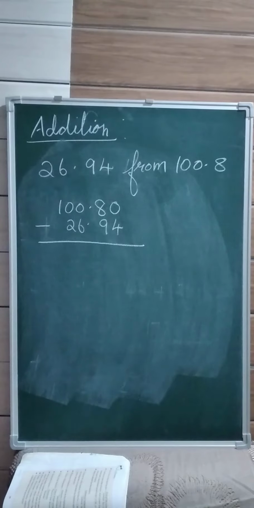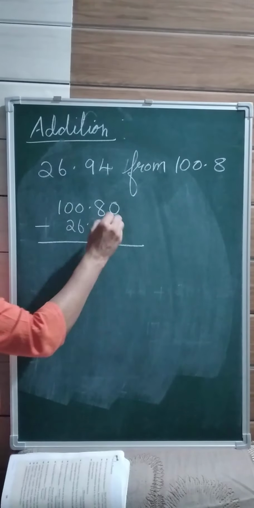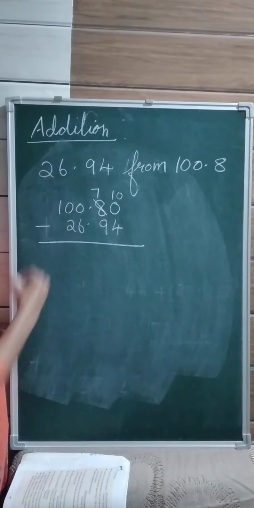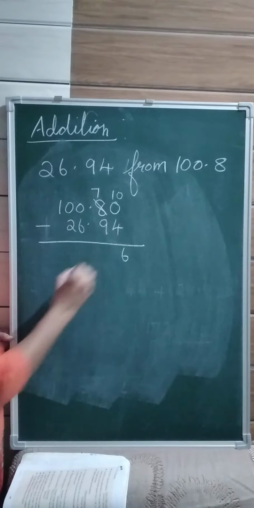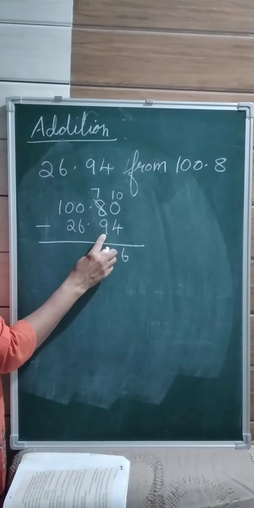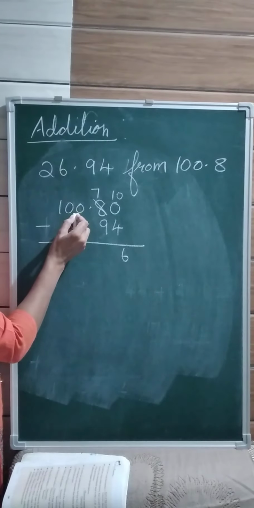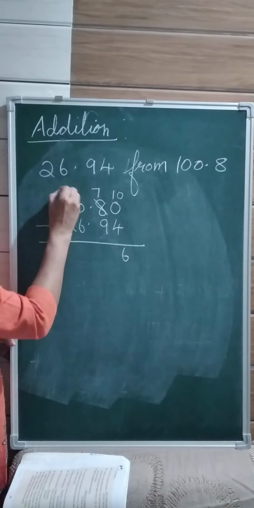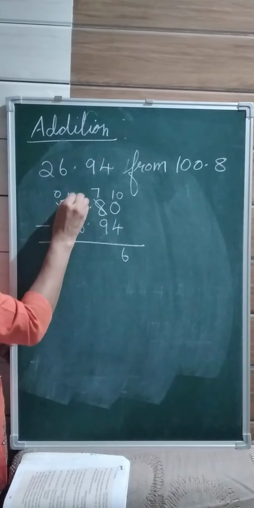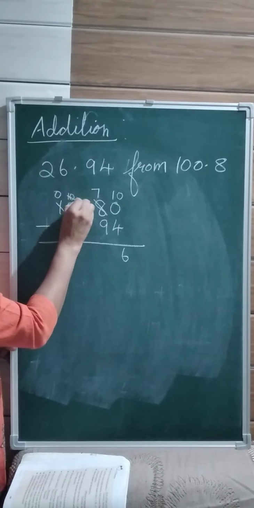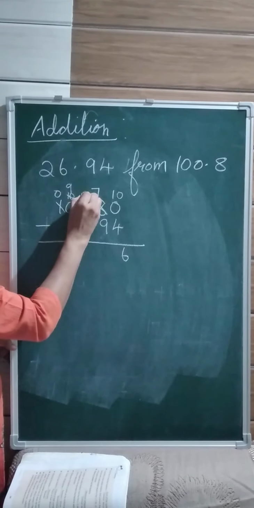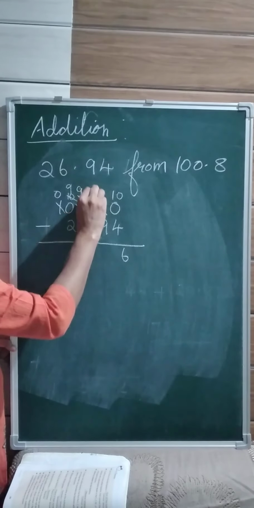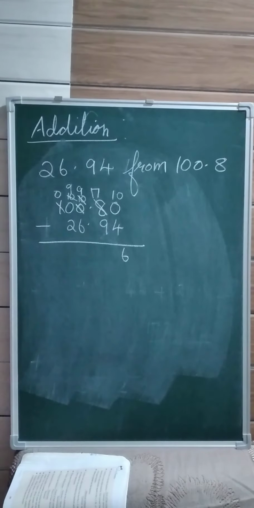Now start the subtraction. 0 minus 4 is not possible, so you can borrow from 8. So 8 becomes 7. 0 becomes 10. 10 minus 4 is 6. Again 7 minus 9 is not possible, so you can borrow from here, but here is nothing. Here also nothing. We can borrow from here 1, it becomes 10. Now one more, here it is 9. Now see, it is 70.